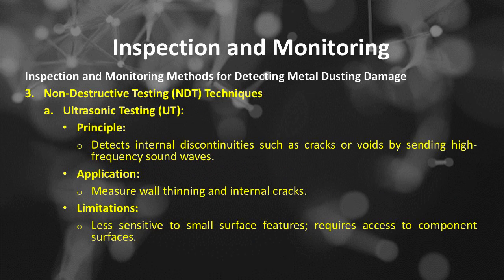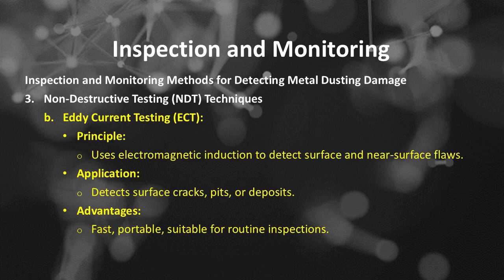Number 3 of the inspection and monitoring methods for detecting metal dusting damage is non-destructive testing or NDT techniques. Number A, ultrasonic testing or UT. The principle of UT is to detect internal discontinuities such as cracks or voids by sending high-frequency sound waves. Application of UT is to measure wall thinning and internal cracks. Limitations of UT are that it is less sensitive to small surface features and requires access to component surfaces.